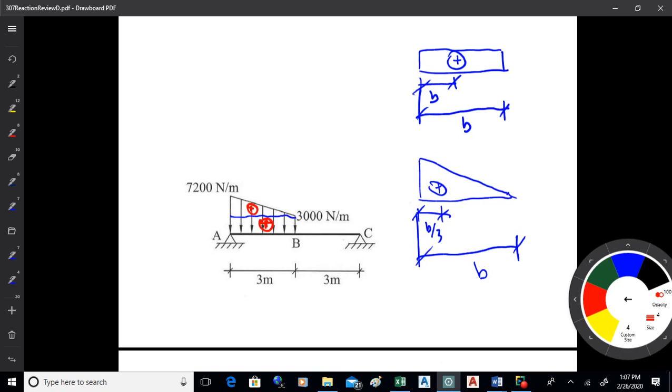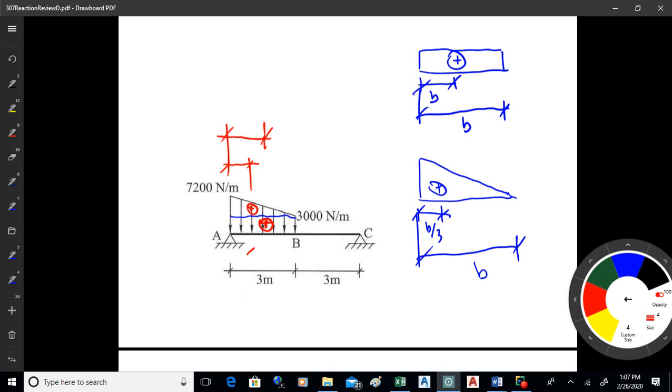Probably going to take moments about A, so you'd want to reference those loads to A. So you want to get the triangular load there, and then the load for the rectangle would be further over. So your two loads are as shown here. All right. So let's find the load for the rectangle and the triangle.